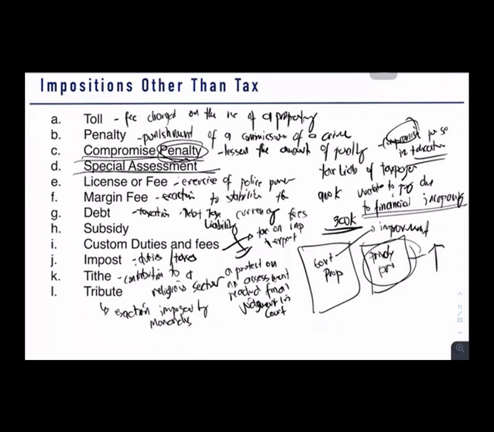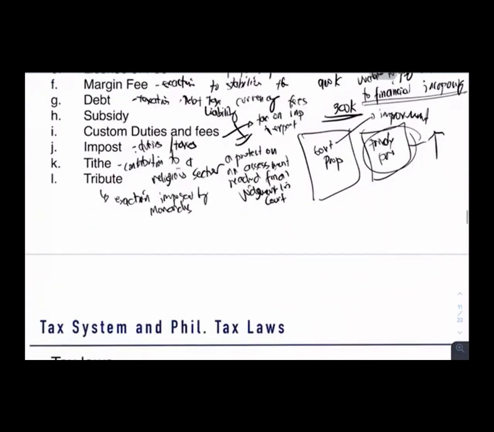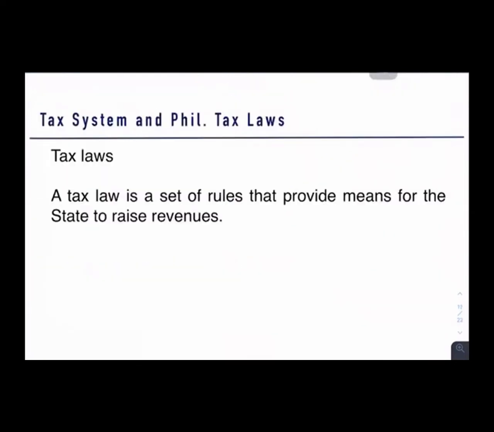We proceed now to our next topic, that is the tax system and tax law. So first, we define what is a tax law. A tax law is a set of rules that provide means for the state to raise revenue. So basically, a tax law is a law passed by Congress to raise revenue for the government.